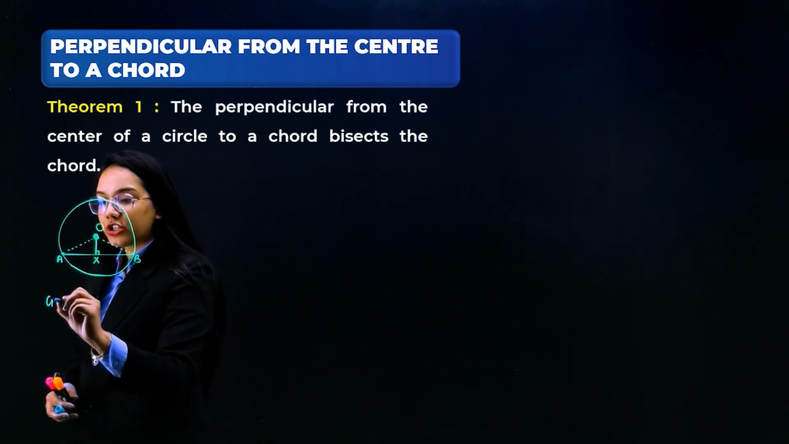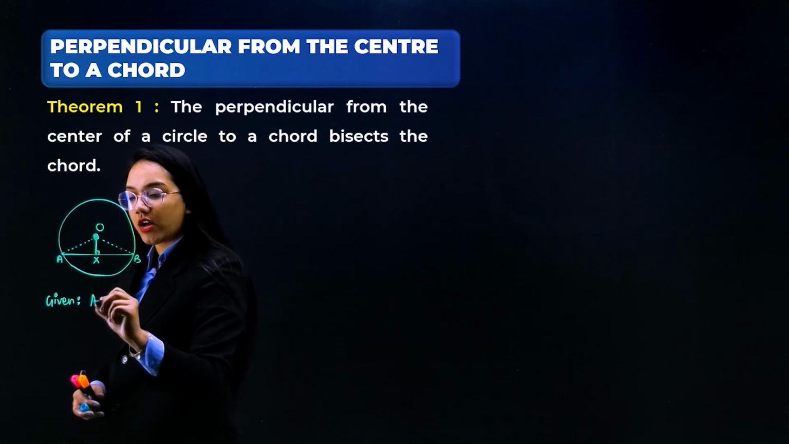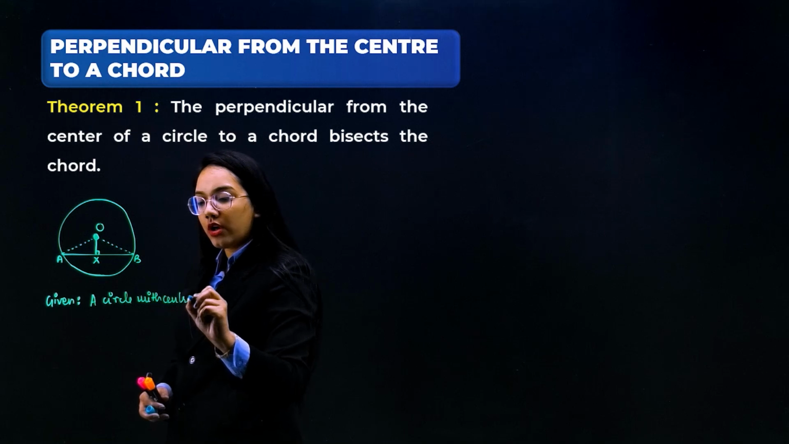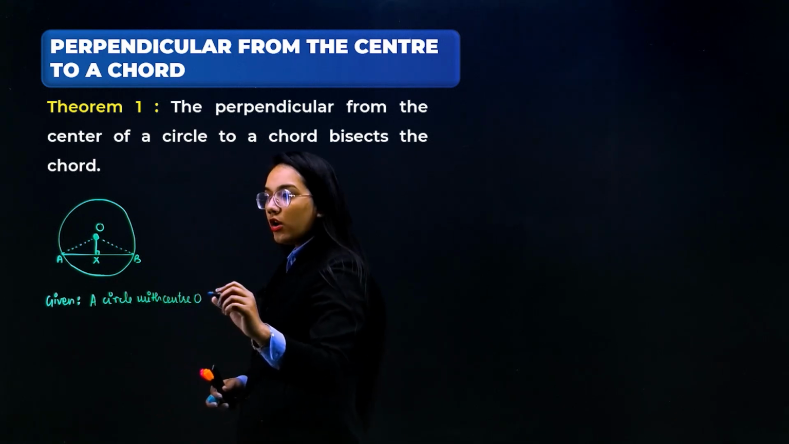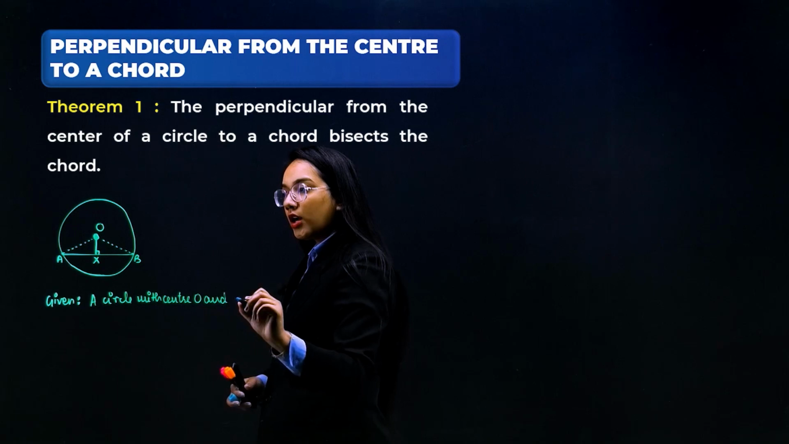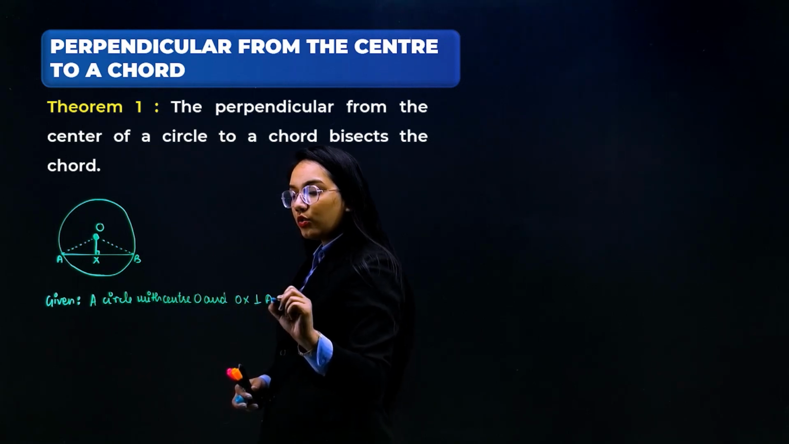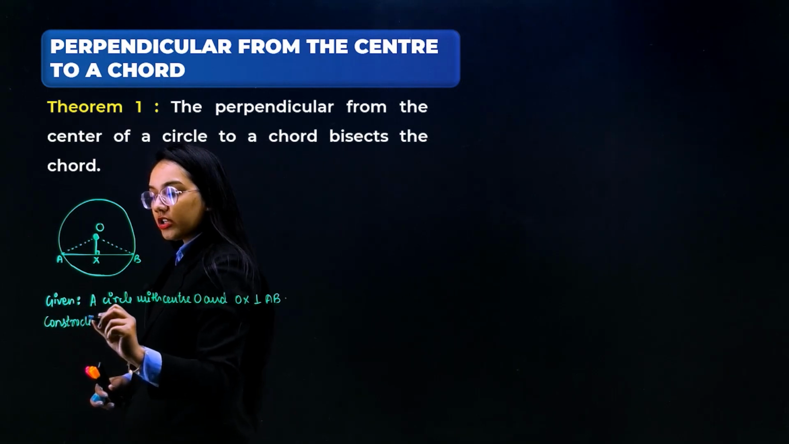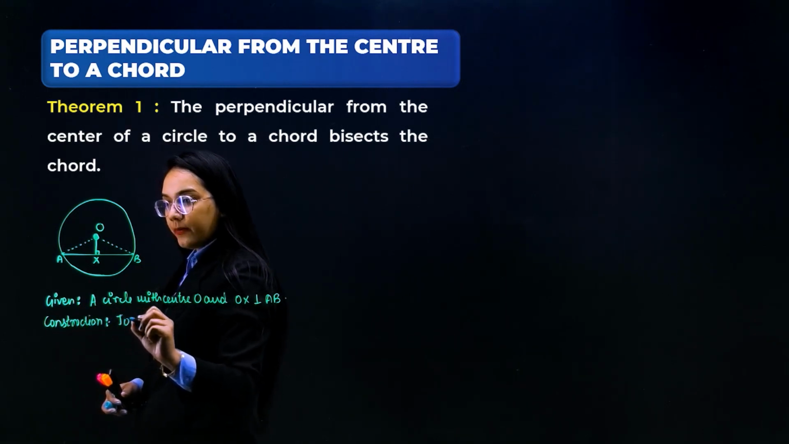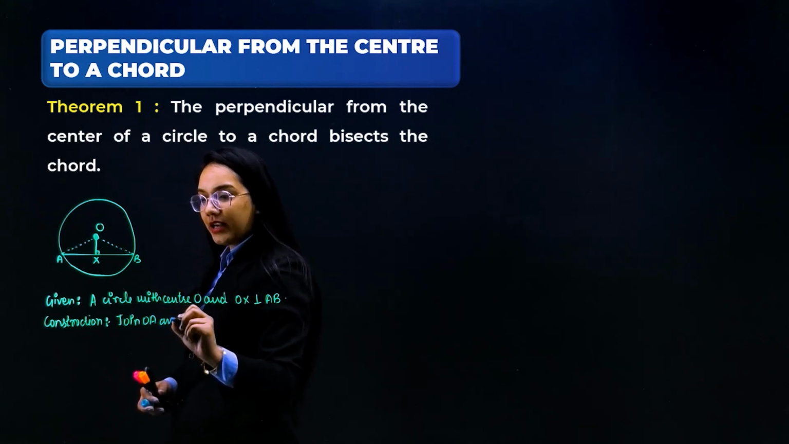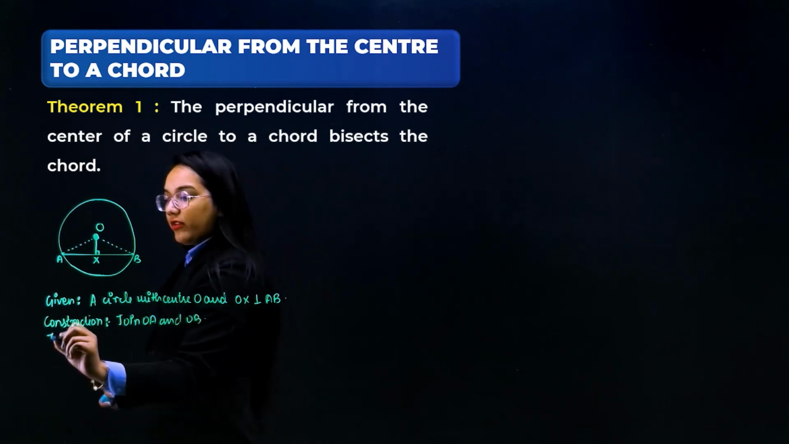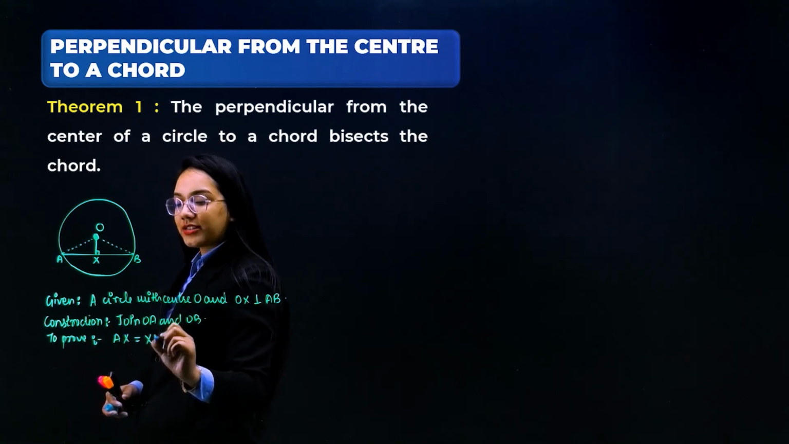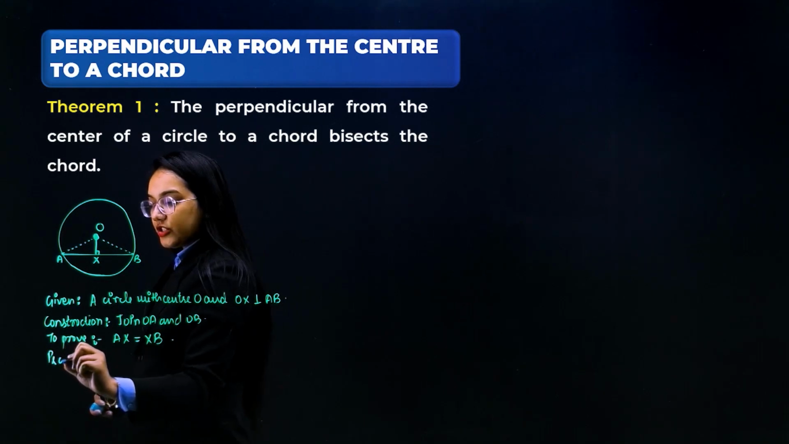So as per the given conditions, we have a circle with the center O, and OX perpendicular to AB. We have done a little bit of construction over here. What is that construction? Join OA and OB. Now what we have to prove over here is that AX is equal to XB. Now let's start with the proof.